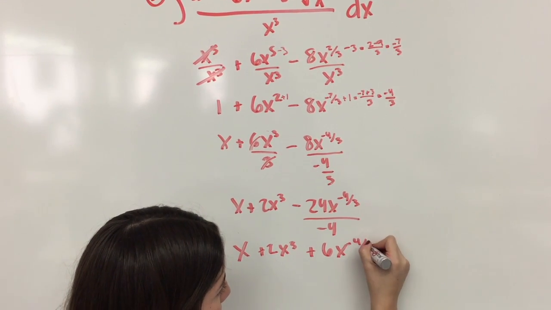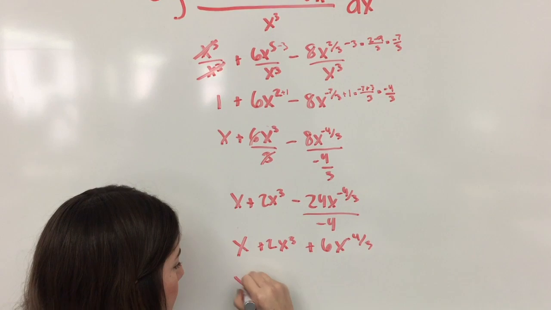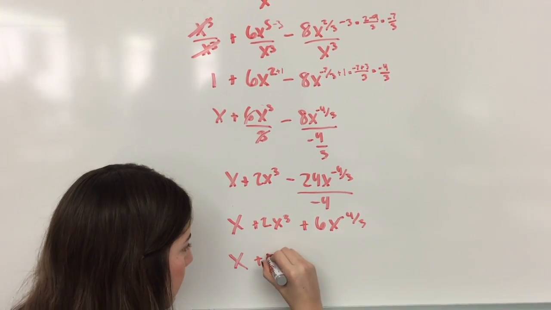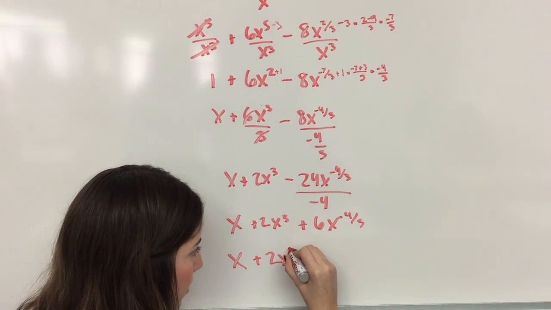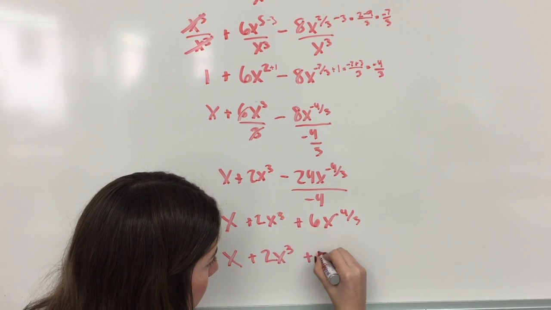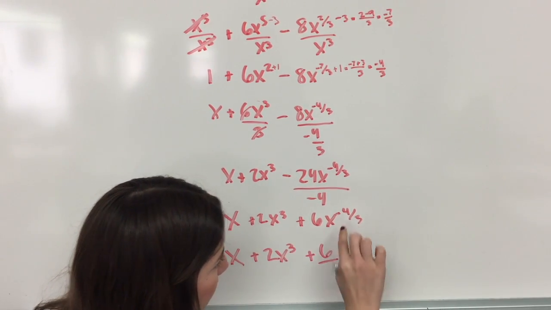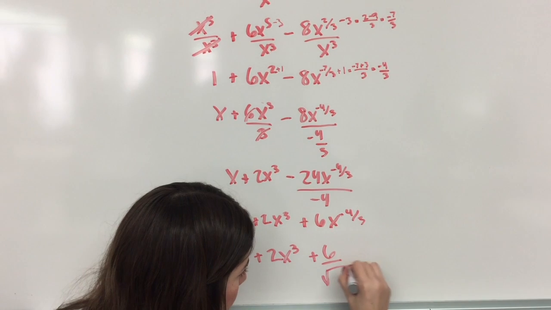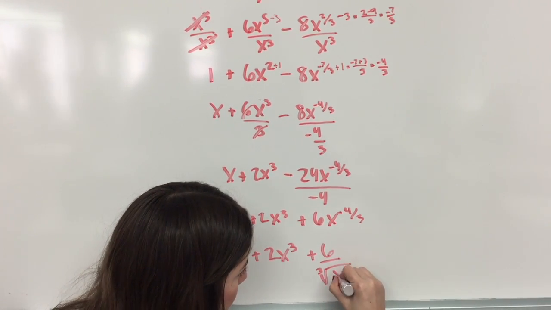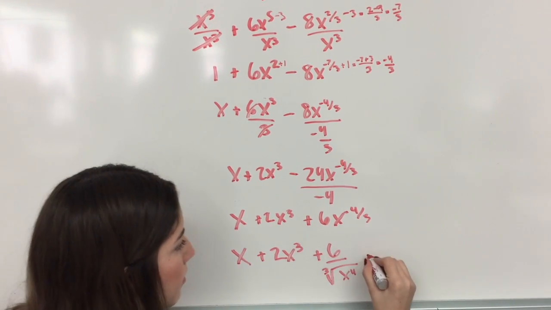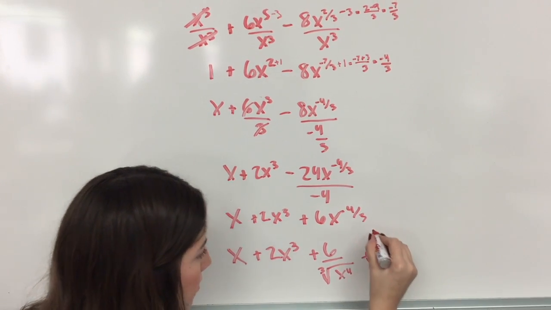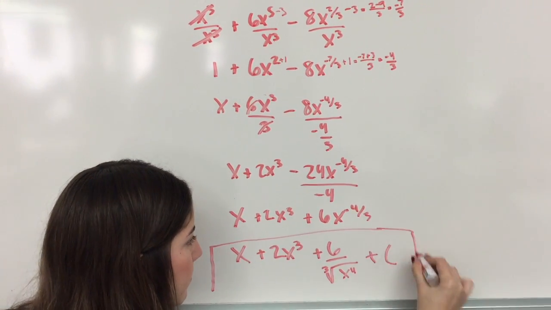The last step is to leave the negative exponents in the bottom, so you copy the equation, it's x plus 2x cubed. Now you have plus 6 over cube root of x to the 4th power plus c. Now that's your final answer.